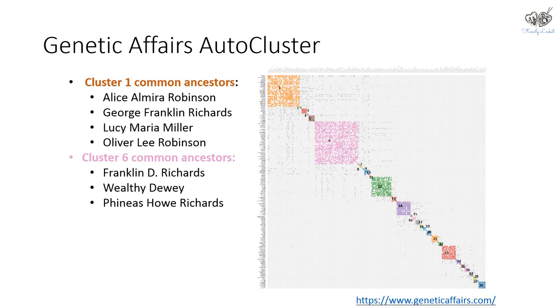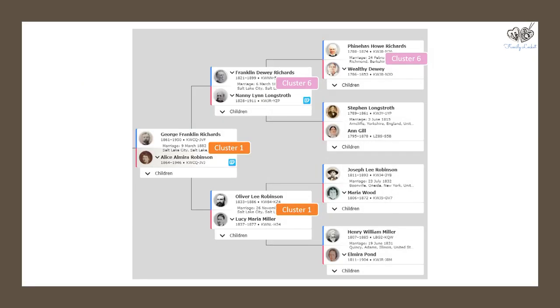The gray squares in between Cluster 1 and Cluster 6 show a connection between those two clusters. And the reason there is a connection is because Alice Elmira Robinson married George Franklin Richards. And George Franklin Richards' parents were the common ancestors in Cluster 6. Looking at the family tree, you can see how the clusters indicate different lines. Cluster 1 is the Robinson line, and Cluster 6 is the Richards line.